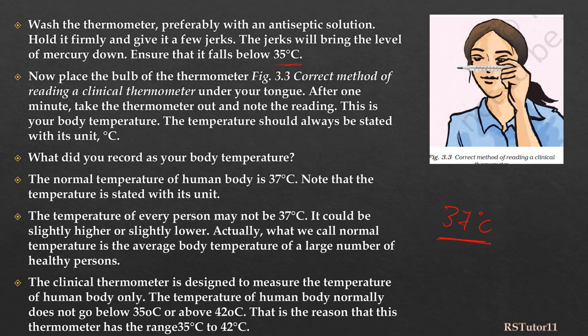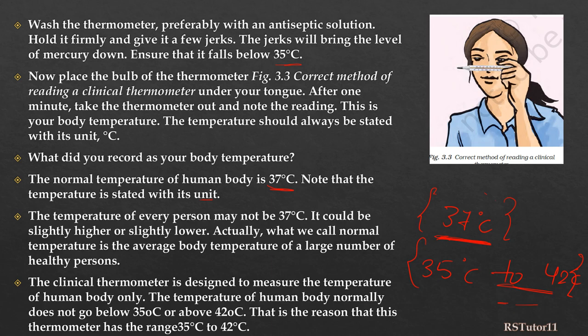Not everyone has exactly this healthy body temperature, but some bodies have around 35 degrees Celsius to 42 degrees Celsius. So the normal range is from this to this, but actually for most people a healthy body temperature is 37 degrees Celsius. What did you record as your body temperature? The normal temperature for the human body is 37 degrees Celsius. Celsius is a unit of temperature. Note that the temperature is stated with its unit. The temperature of every person may not be 37. It could be slightly higher or slightly lower.